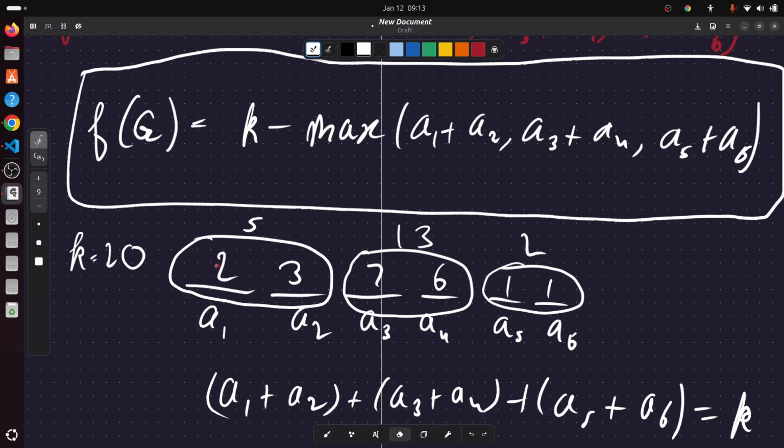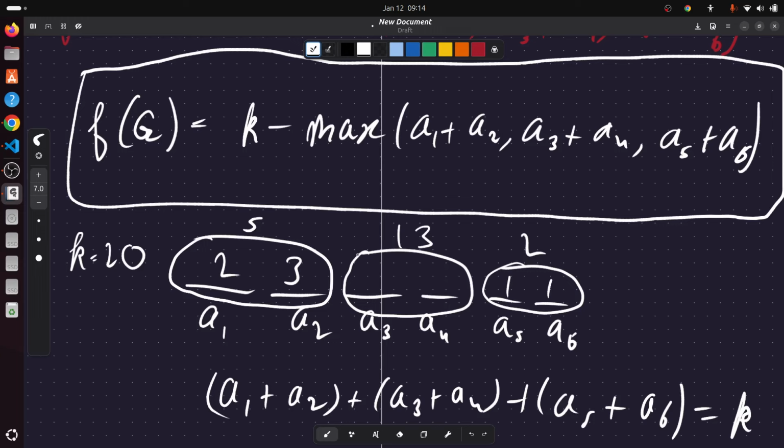But let's say even if I had 1, 4 instead of 2, 3, then also it would have been 5, 13 and 2, and it would have been the same for all my purposes. I just have to find the maximum of these 3 numbers, right? So I can deal with both of these cases, 1, 4 or 2, 3, or 7, 6 and 6, 7, or maybe 5, 8. So I can deal with all of these cases in one go.